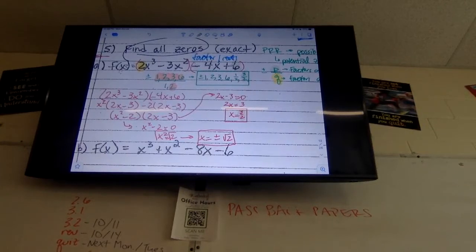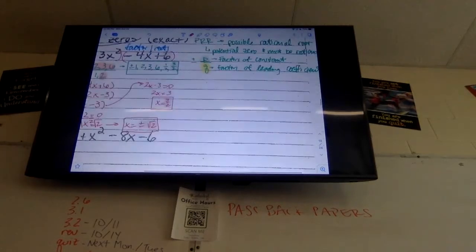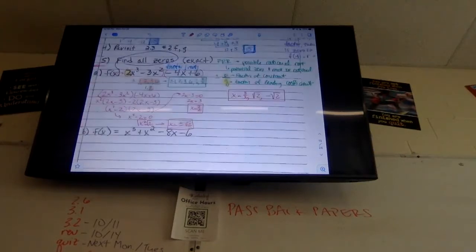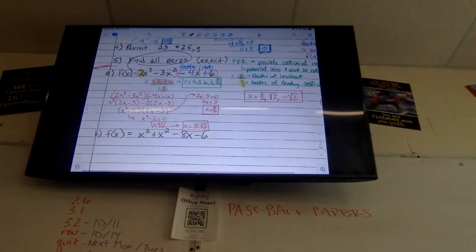So we were able to factor and solve, but all 3 of these, plus root 2, minus root 2, and 3 over 2, those are all zeros. So those are all my answers. It says find all the zeros, those are my answers. If it makes you happy to write them separately, x equals 3 over 2, positive root 2, and negative root 2, go ahead and do that. But that's what I'm looking for these last few problems, is actually finding all the zeros. Okay.